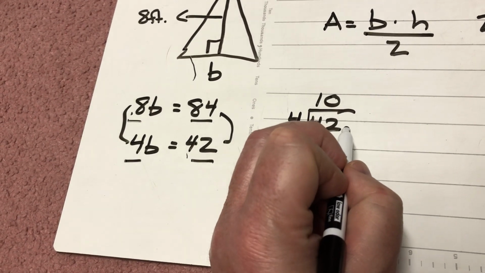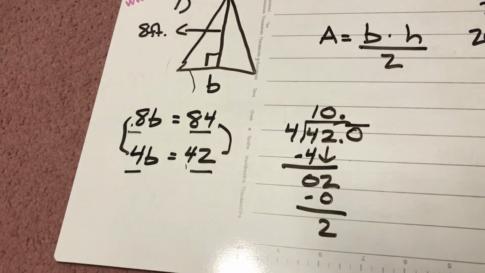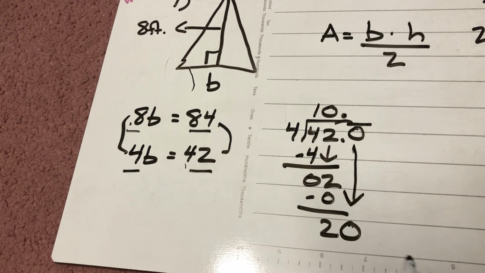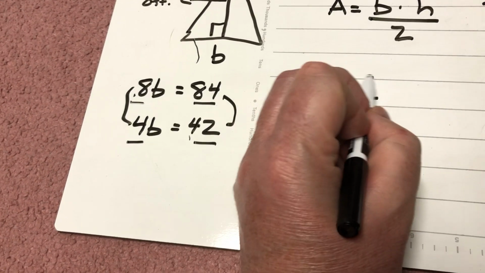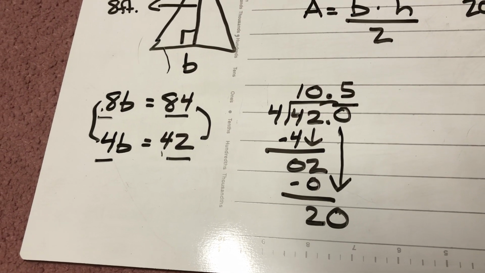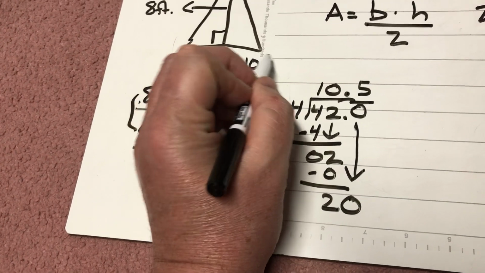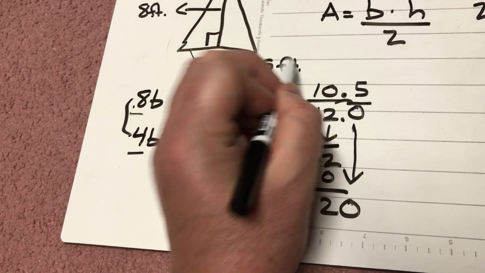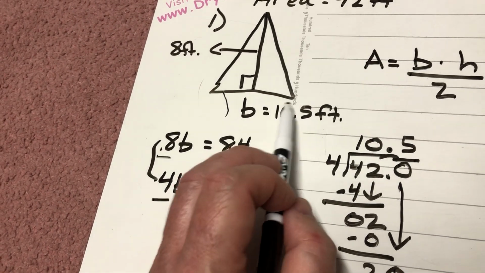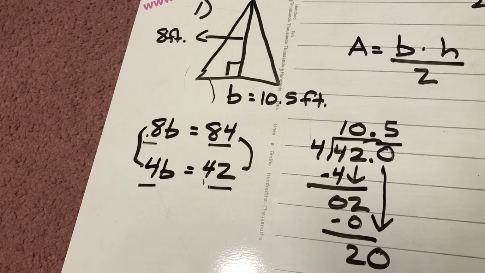I cannot end up with a remainder, so I've got to add a decimal 0. And I'm going to bring my decimal straight up. Then I'm going to take this 0, and I'm going to bring it down. 4 can go into 20 5 times, and I know there are none left over because 4 times 5 is 20. I find that b equals 10 and 5/10 feet. And this is not squared, because this is not an area. This is just a length of a base. How long is the base? It's 10.5 feet, 10 and 5/10.